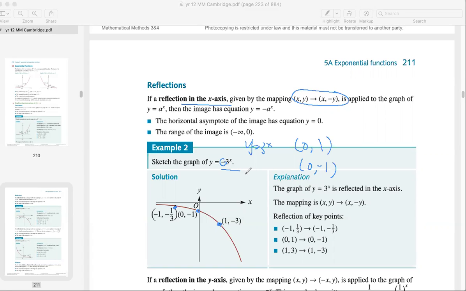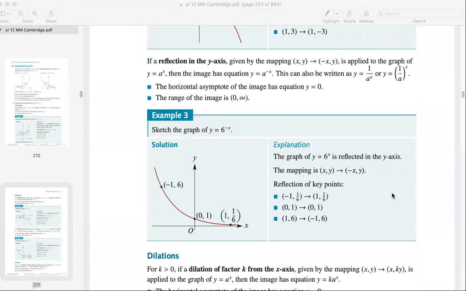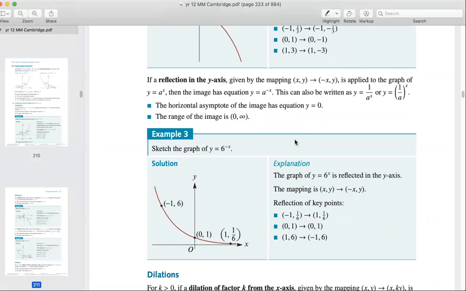You can only use CAS to help you calculate this type of number. So our favorite numbers are like 0, plus minus 1, plus minus 2, something like that. It's easy and you can calculate in your head. You don't need to really write down anything, right? And again, this one is reflection in the y-axis.